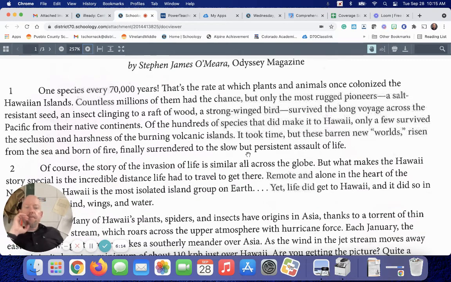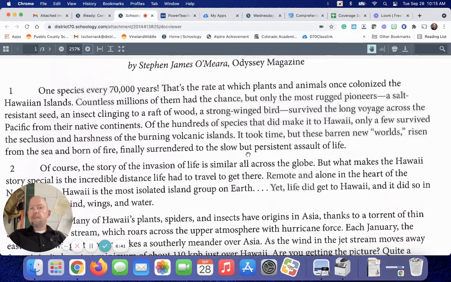One species every 70,000 years. That's the rate at which plants and animals once colonized the Hawaiian Islands. Countless millions of them had the chance, but only the most rugged pioneers, a salt-resistant seed, an insect clinging to a raft of wood, a strong-winged bird, survived the long voyage across the Pacific from their native continents.